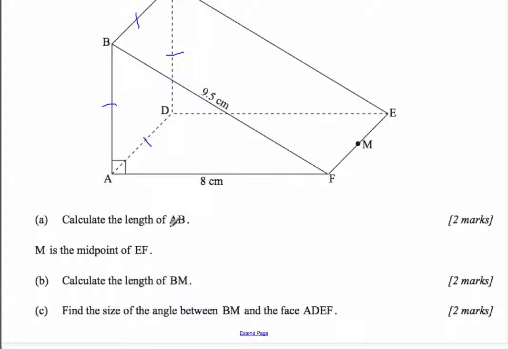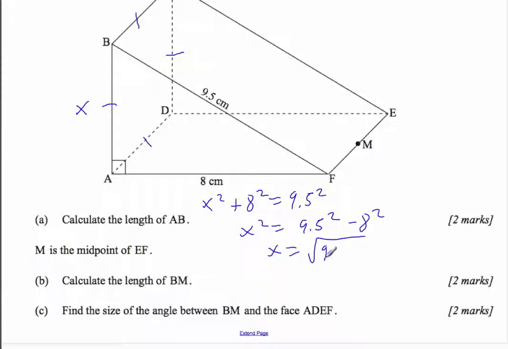Calculate the length of AB. So let's call it X for now. And we actually have two other sides in this right triangle. So we can use Pythagorean theorem and work that out. So I'm going to do that right here. X squared plus 8 squared equals 9.5 squared. So X squared equals 9.5 squared minus 8 squared. And X equals the root of 9.5 squared minus 8 squared. That's going to give me X.